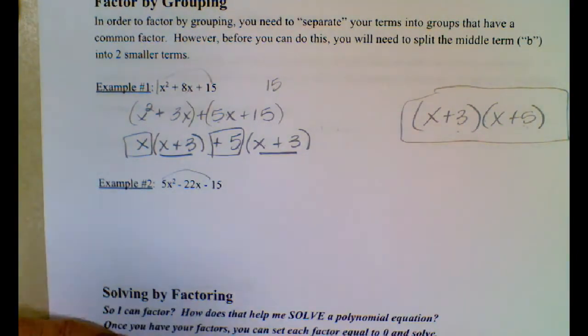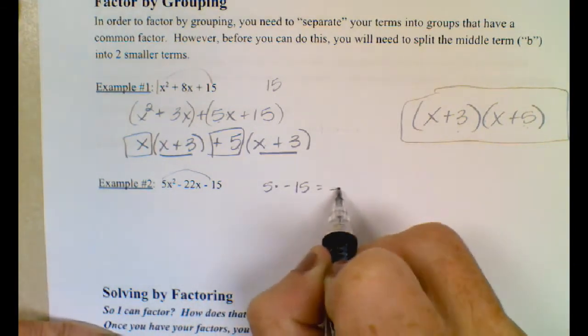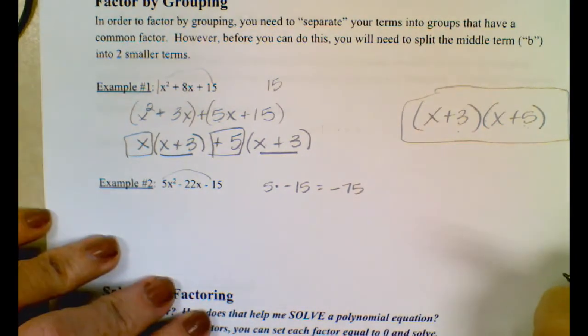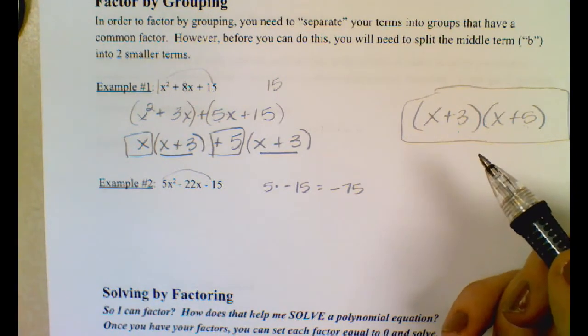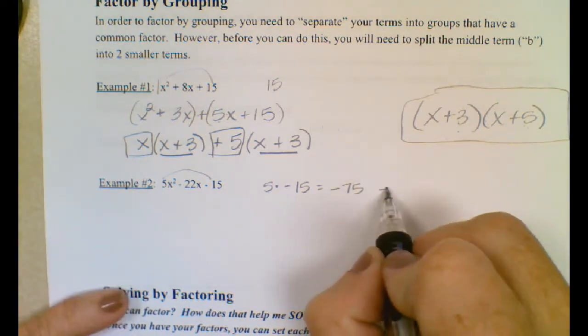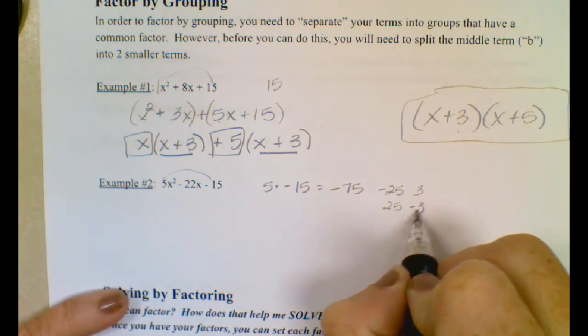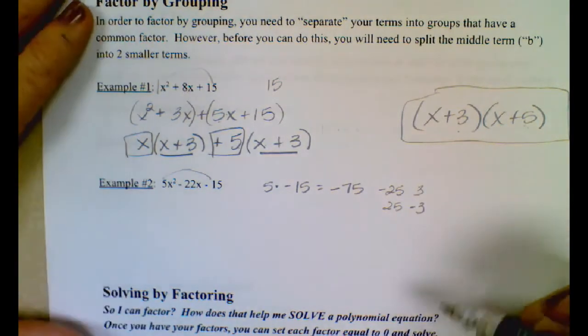I need to figure out, okay, if I multiply 5 times negative 15, I get negative 75. So what numbers can I multiply together to get negative 75? Well, I've got 75 and 1. I've got 25 and 3 multiplied to 75. So I could either do negative 25 and 3 or 25 and negative 3. And actually, no matter which one of those you choose, you'll be able to factor it.